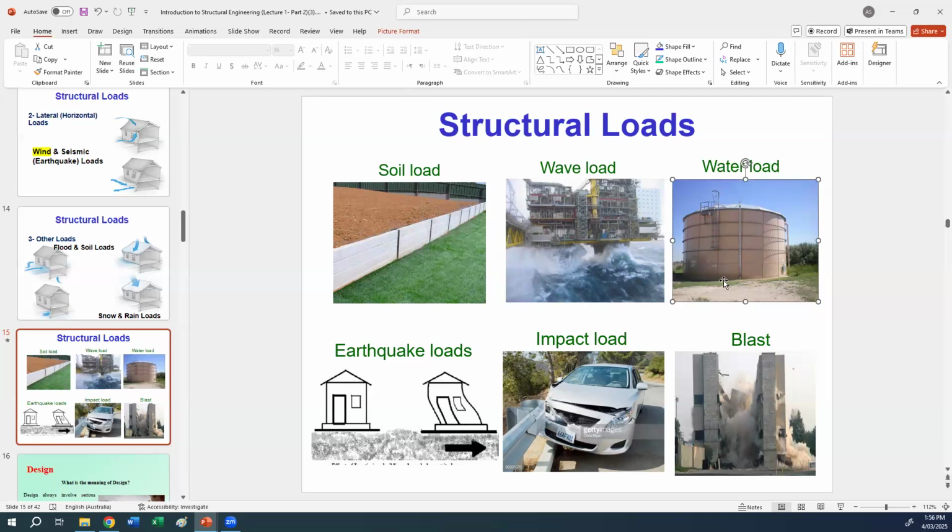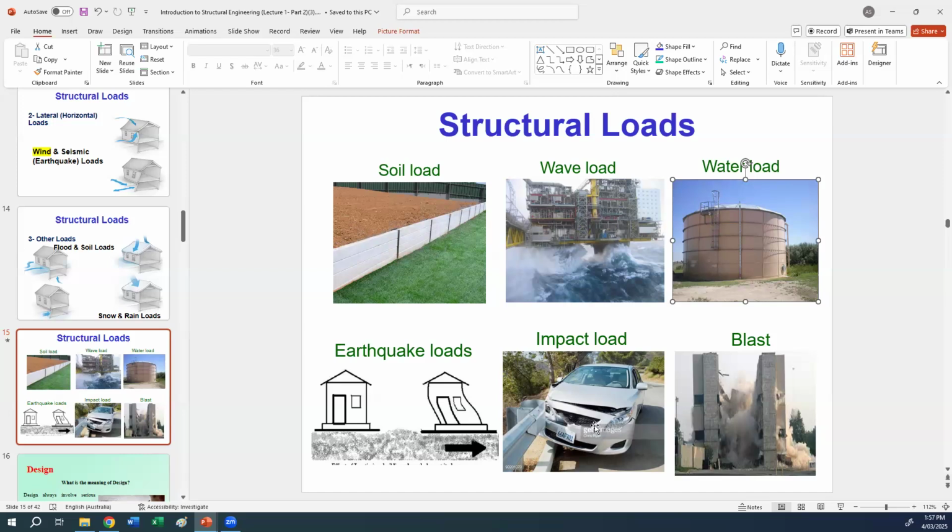Another example of load is the water pressure in water tanks. For example, a drinking water tank to supply a suburb has water load on the walls of the tank. And here we have earthquake loads. The earthquake loads can be like that: due to the movement of the soil or the ground, it causes waves on the structure. Here is another example of load, which is impact load.